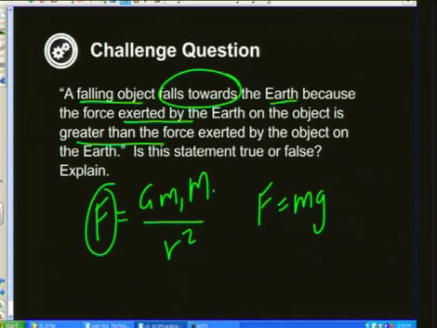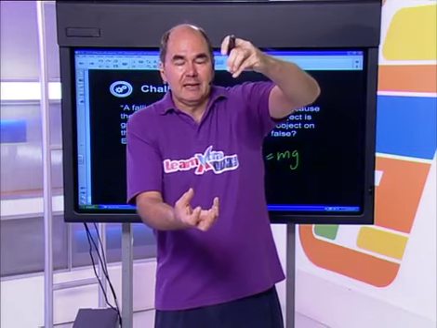Is this statement true or false? Now, we've set it up, we've got these two objects, the earth is one object and the other object is the other. And we're saying, why does the object fall to the earth? It's kind of strange. Why is it the object that's falling to the earth, and why don't they move towards each other?